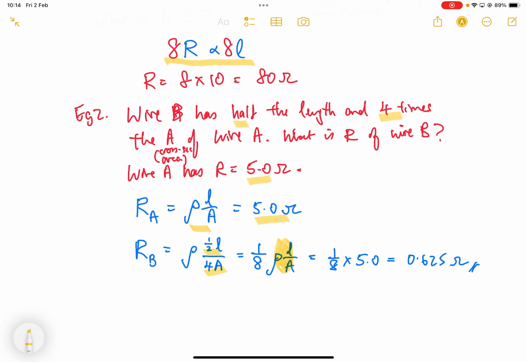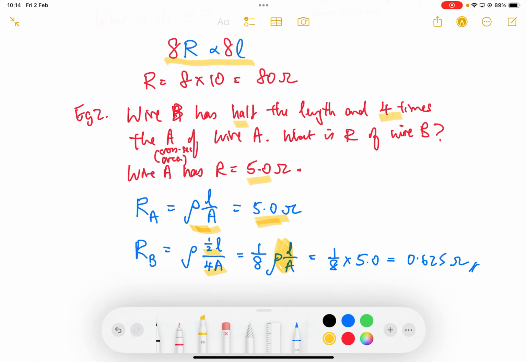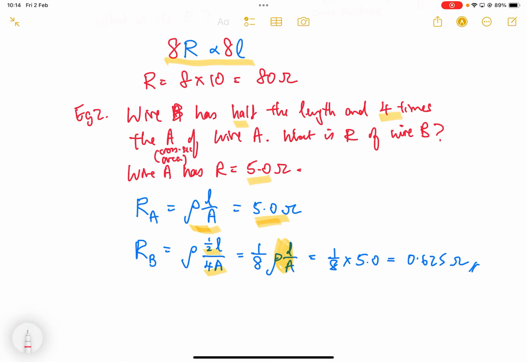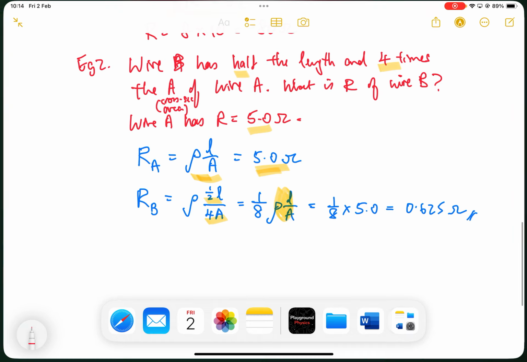So we take out 1/8. We get 1/8 of rho L over A. And since rho L over A is 5 ohms, you have 1/8 times 5. You get 0.625 ohms. Since it's exact, 3SF, we can leave it as it is. So this is where we stop. All right, now we go to the worksheet.